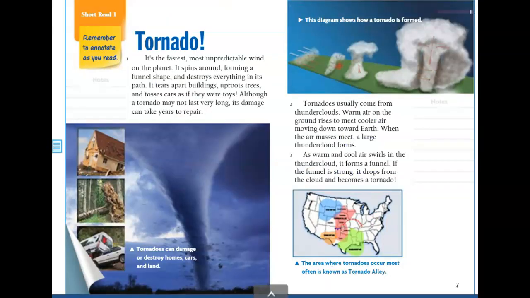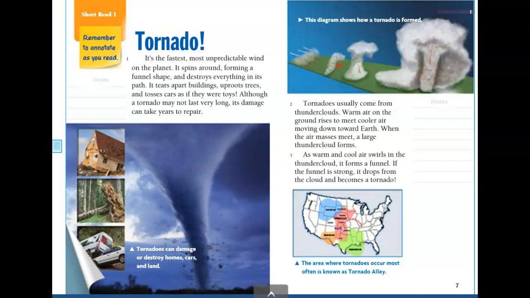Go ahead and open to page 6 and 7. You should be on the article or passage Tornado. We're going to read it together, and we're going to read the caption for the first photograph together. I want you to pay attention to the words damage and destroy. So we're going to read that together.